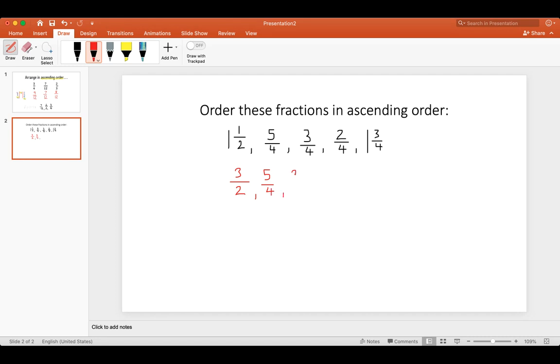And we can keep 3/4 as it is. We can also keep 2/4 as it is. And then we've got another mixed fraction to turn into an improper fraction. So 1 times 4 equals 4, plus 3 equals 7. And then we keep the denominator the same. So we can now see that we've got all the fractions in improper fractions.